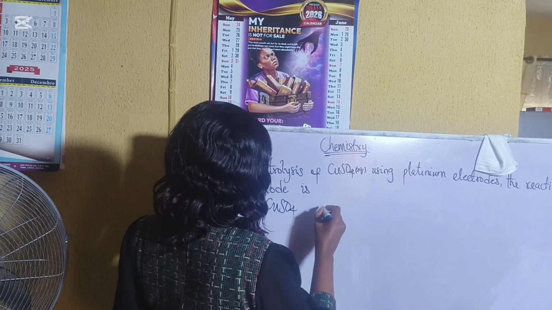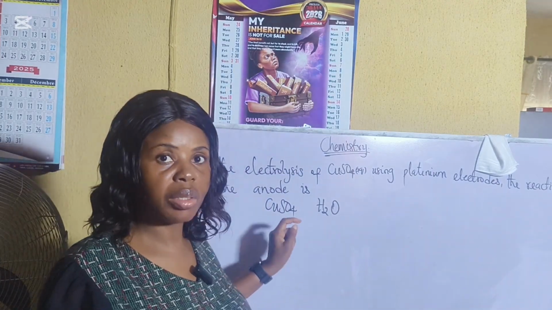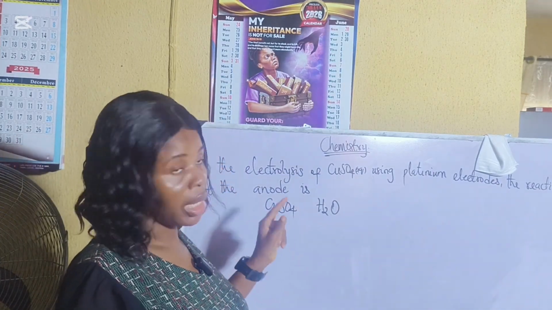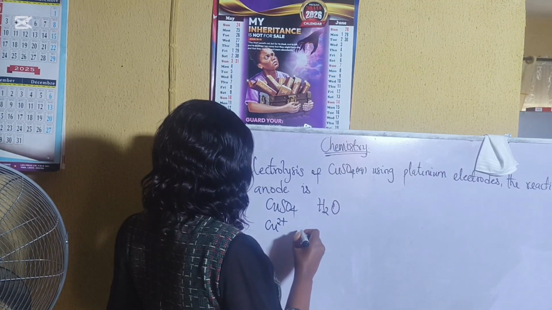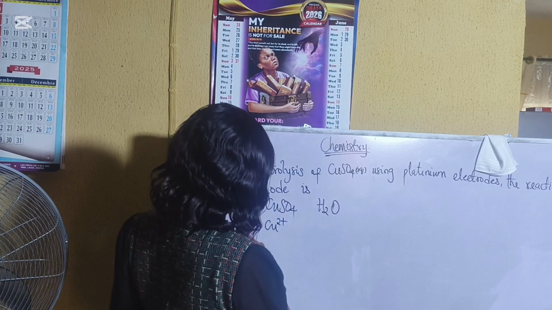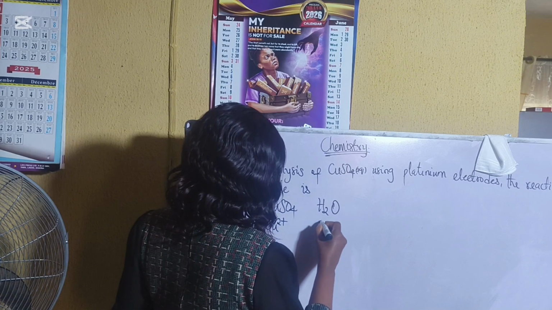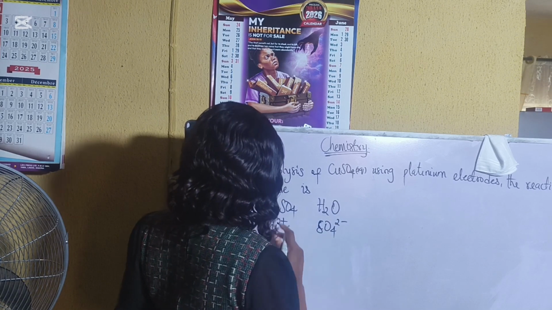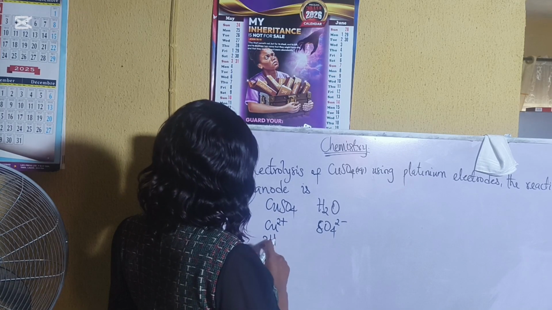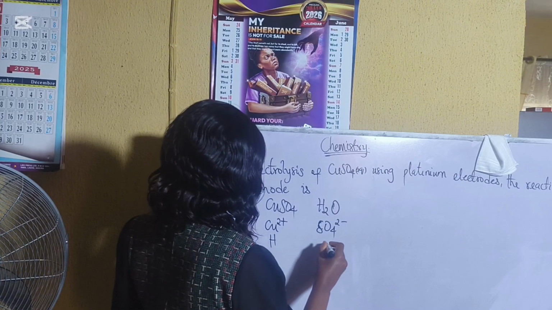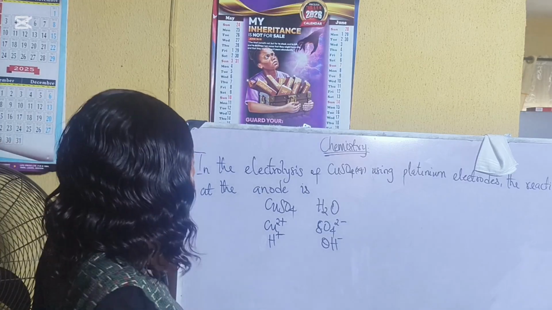It will be CuSO4 and H2O, such that I will have to break this down into cation and anion. So if I go ahead to do this, this will be Cu2+, and this will be the anion here, SO4 2-. Here I have my H+, and then here is OH-. So these are the ions that are present here because of the water.